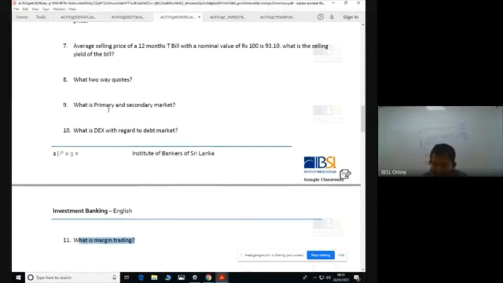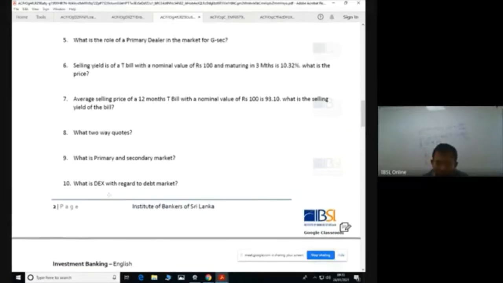Primary market, secondary market, the exam has not tested so far. That is also important, right? Two-way quotes, it's available in your notes under treasury bill. Two-way quotes means buying and selling. So this is important for you to understand. This comes when you're doing proprietary trading as well, foreign exchange transactions, buying, selling. Here also the buying, selling.